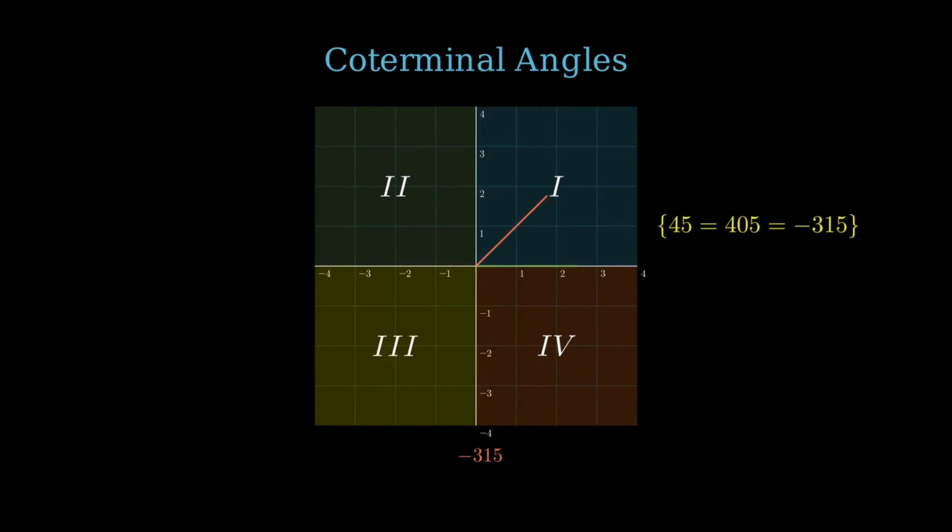Another important concept is that of coterminal angles: angles that share the same terminal side but differ by one or more full rotations. For instance, 45 degrees, 405 degrees, and negative 315 degrees all end up in the same position. In general, we can find all the coterminal angles using the formula theta coterminal equals theta plus or minus 360 n, or if you're using radians, theta plus or minus 2 pi n, where n is any integer.